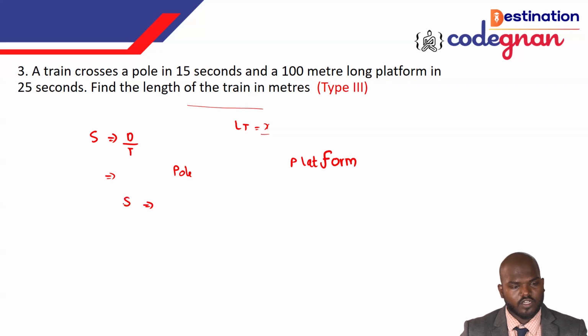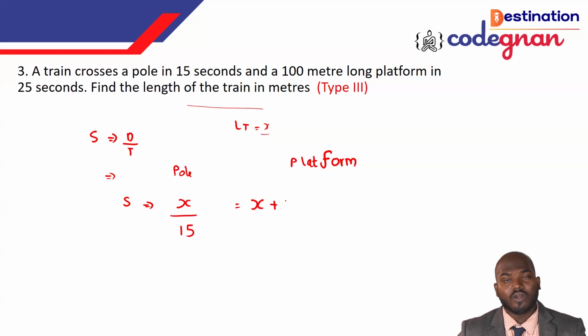Speed is equal to distance by time, right? So x by, if it is crossing the pole, it takes 15 seconds, and this is equal to the platform case. As I told you, you need to take the length of the platform as well as the train. That is x plus, what is the length of the platform they have given here? That's 100, over 25 seconds.